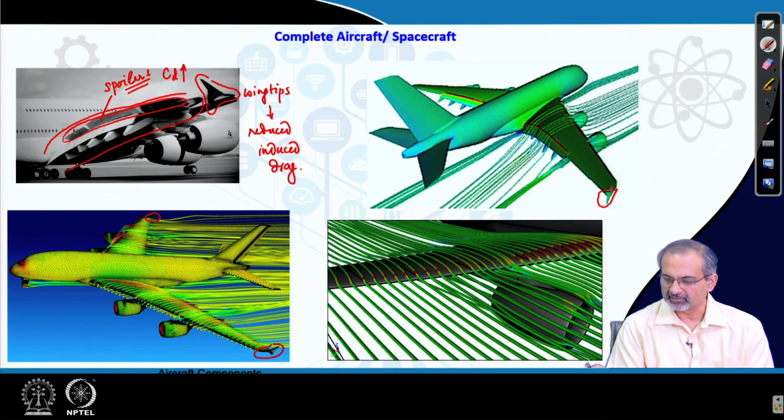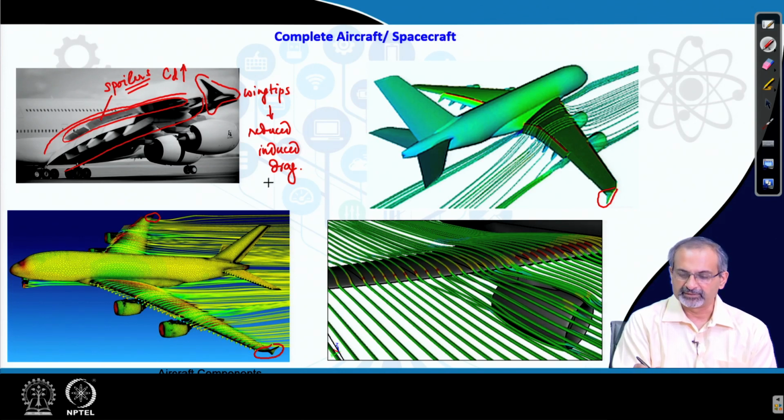So, winglets are found in most of the modern transport aircraft because they reduce the induced drag of the finite wing. So, you see a large passenger aircraft somewhat similar to the Airbus A380, the double decker with 4 engines. And if you look at the flow field, it remains nicely attached to the wings. It also flows smoothly past the horizontal tail, the vertical tail, and the fuselage regions also.